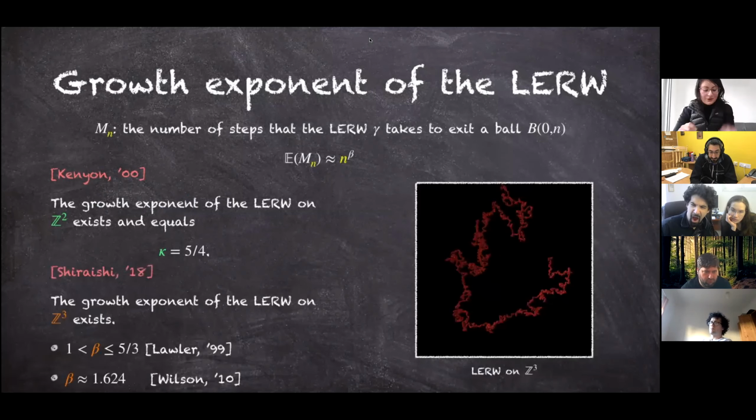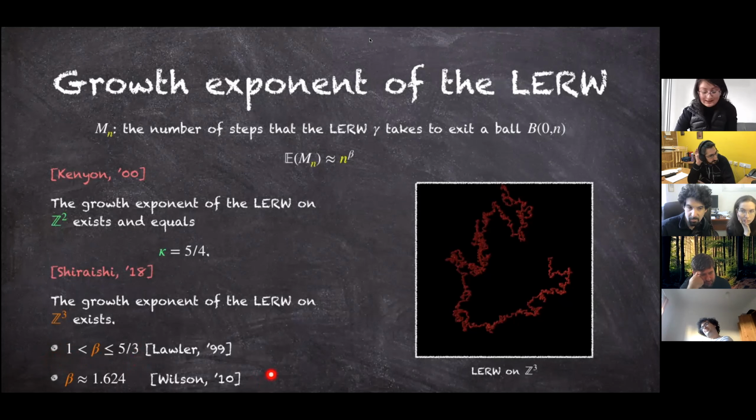And in 3 dimensions, this was proved by Daisuke Shiraishi. He proved that the growth exponent exists in Z^3, but we don't have a value, only bounds. So we know that beta is strictly larger than 1, but smaller or equal to 5/3. This is the worst bound. It is closer to what simulations show, that beta should be around 1.62. So this is our approximation to beta in the 3-dimensional case.